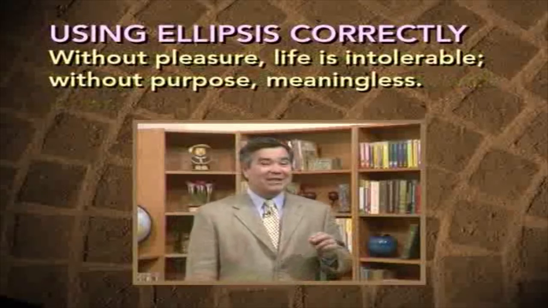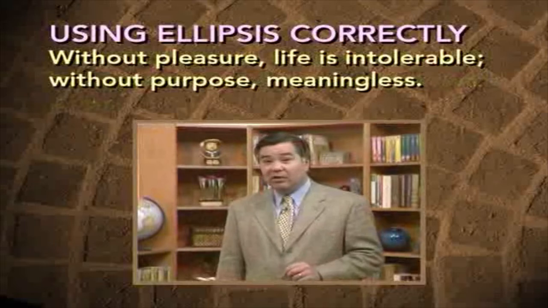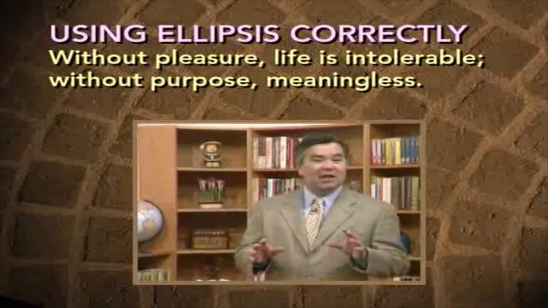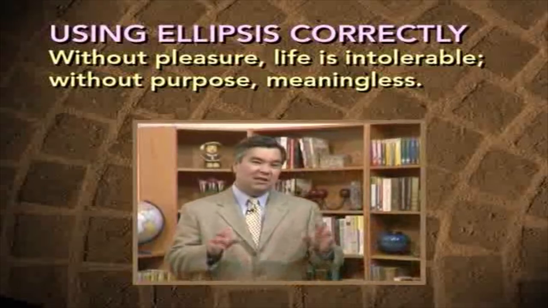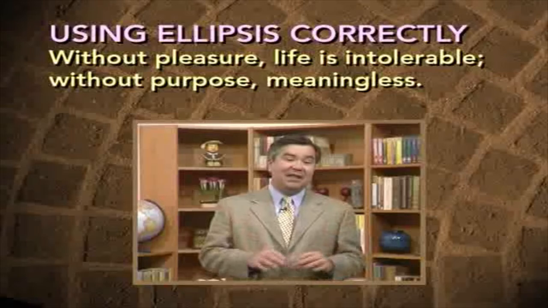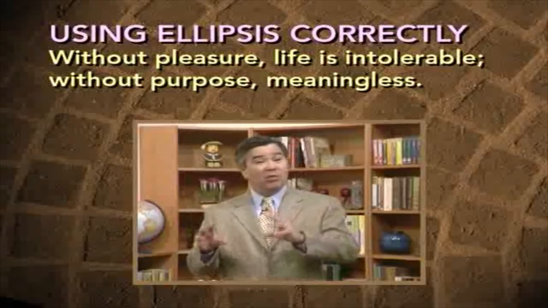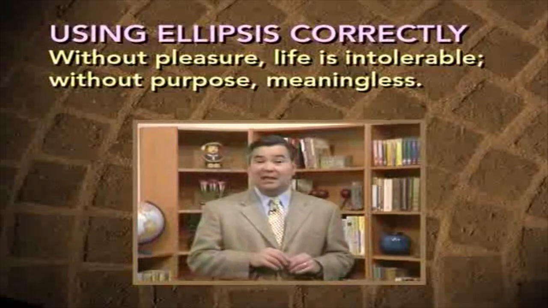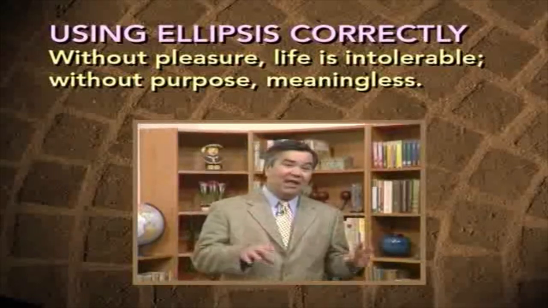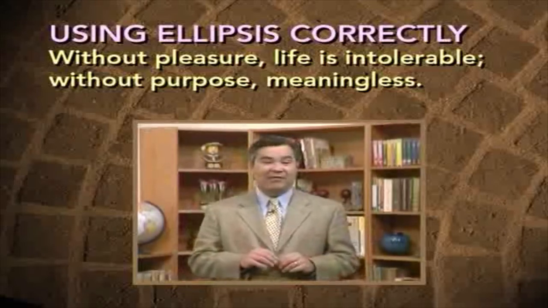Here's another example of a sentence containing ellipsis. "Without pleasure, life is intolerable. Without purpose, meaningless." This sentence has been written to be very pithy, very concise. It's a short, kind of philosophical statement. And one of the ways the author has made this sentence pithy and concise is by using ellipsis. He has left out some words from the second half of the sentence. Once again, we have two clauses set up in parallel fashion, but in order to avoid repeating the same words, the author has omitted certain words from the second half of the sentence.